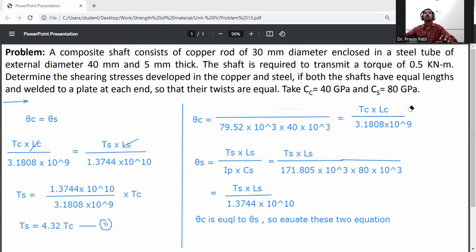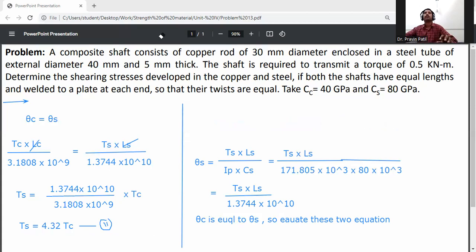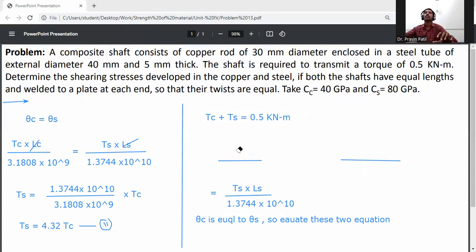Okay. So we know that TS plus TC is equal to 0.5 kilonewton meter. Put this value here.